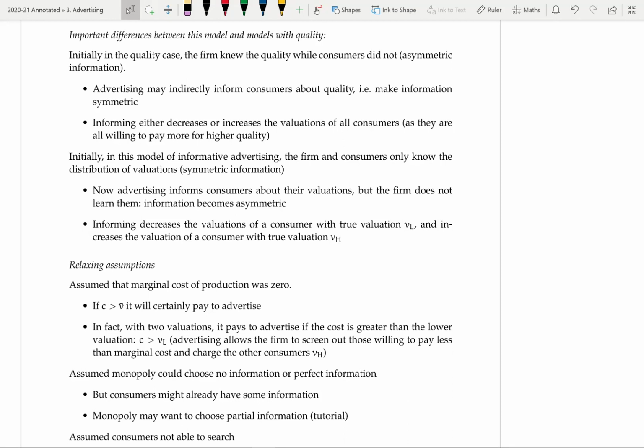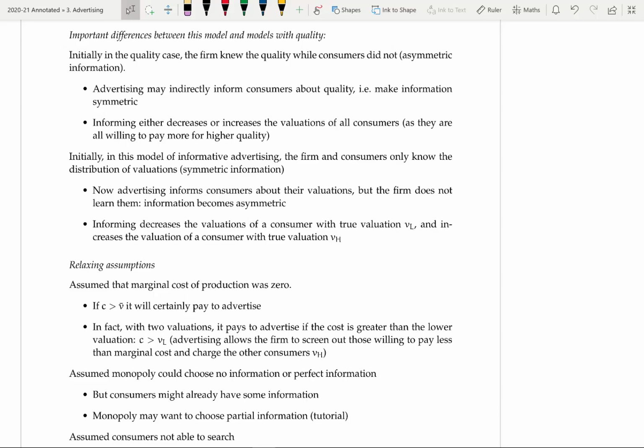In the model of informative advertising, advertising informs consumers about their valuations, but the firm does not learn which consumers have which valuation. Information becomes asymmetric. And informing actually can decrease the valuation of some consumers. So those consumers with a true valuation VL have a reduction in what they're willing to pay from V bar to VL, whereas those who learn that the valuation is VH have an increase from V bar to VH. So the effect of advertising is different on different consumers.